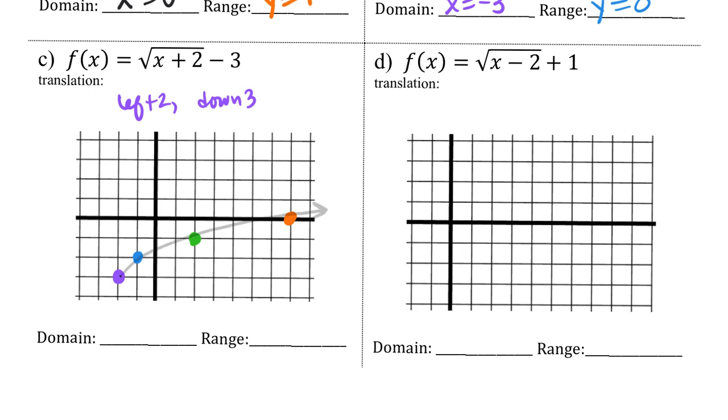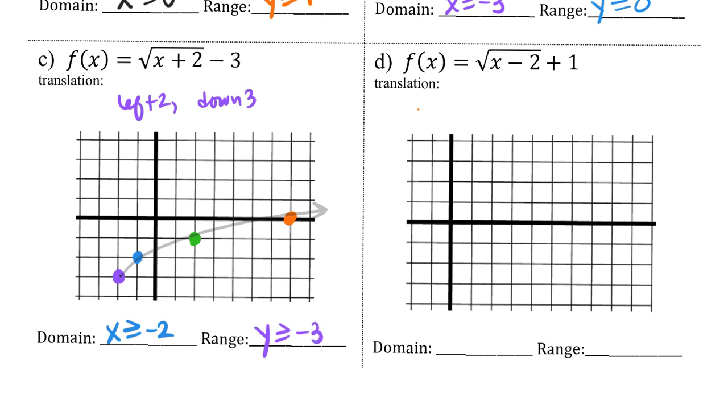Like this. Okay, my domain is my x value. So where does it start? It starts right here. The x value here is negative 2. So x is greater or equal to negative 2. Y values start here. What's the y value here? Negative 1, negative 2, negative 3. Greater or equal to negative 3.